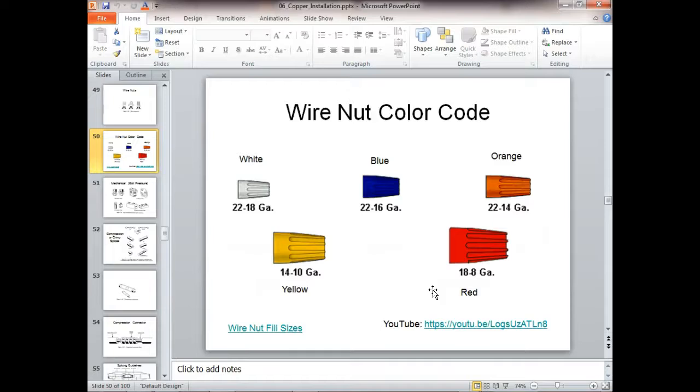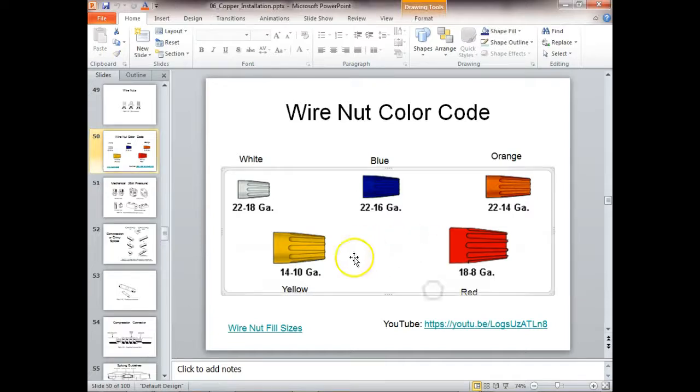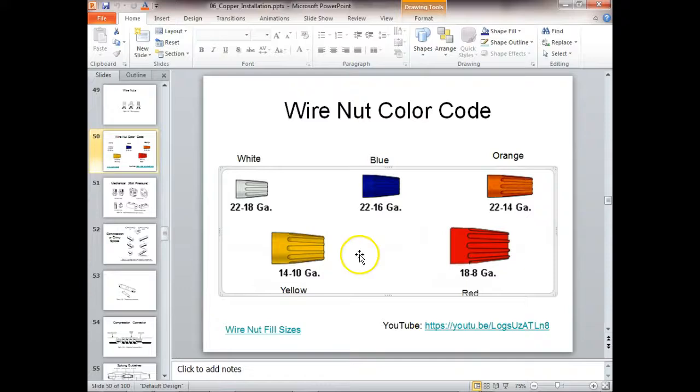This came off of something, but what you need to do is get a chart, because I think I showed y'all this, right? You get different combinations of wires you can put inside these things. So these are yellow wire nuts.